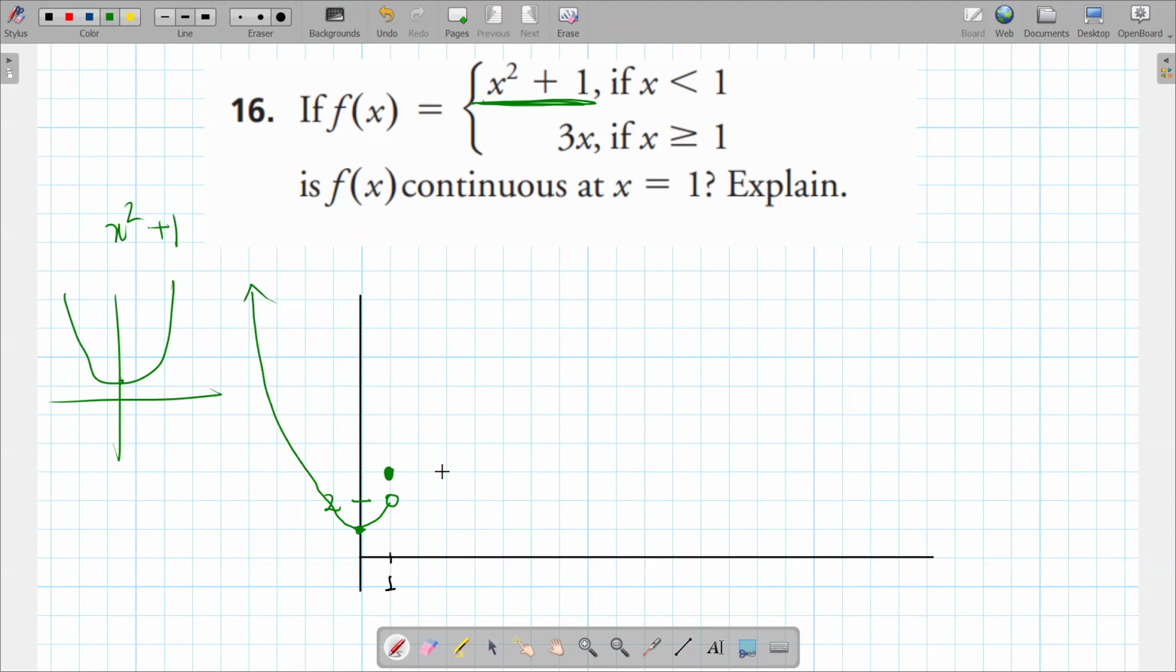Now we need another point. So when the x value is 2, the y value is going to be 6. So 3, 4, 5, 6 right here. And I'm just going to connect these dots. And that is our second function. Why don't you answer the question now? Is it continuous at x equals 1? Why or why not? Let's go. Let's hear it.